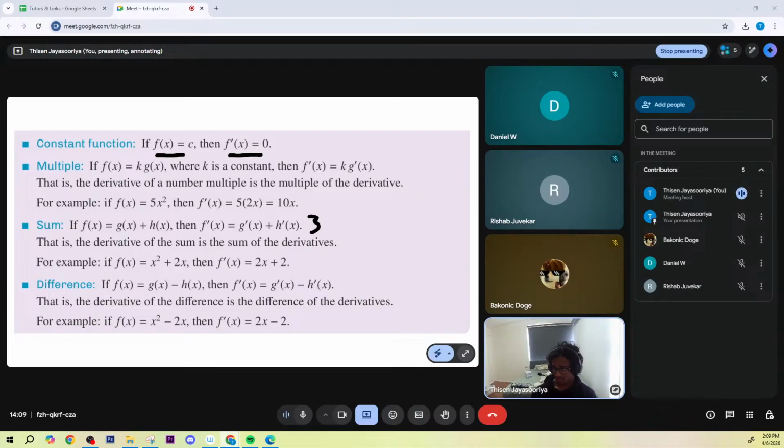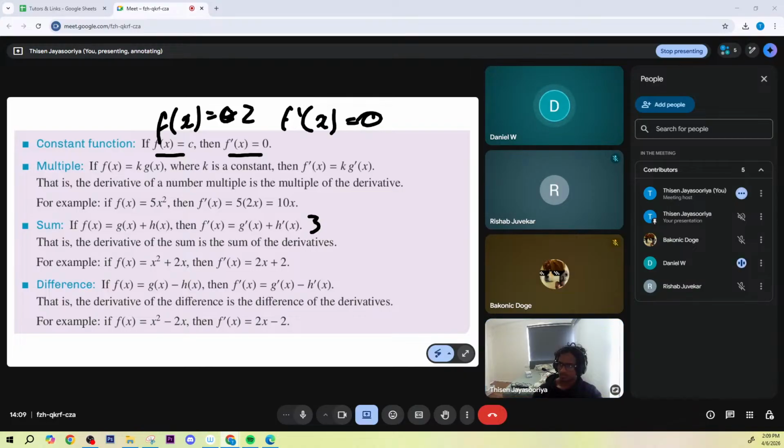Are there any questions at all? Wait, C is any number here? Yes, C is any number. For example, we could have 2, which means the derivative of 2 is just 0. All good, Joe? You're kind of cutting out, that's all. Okay, perfect. Anything from you, Daniel? No. Okay.